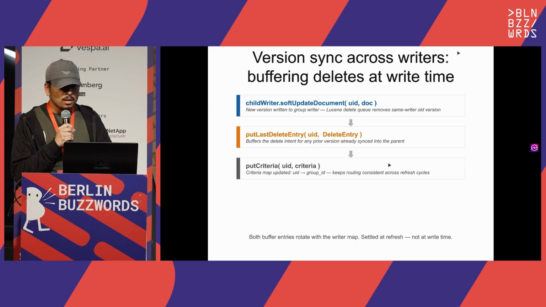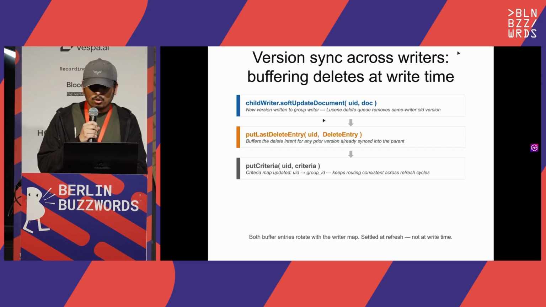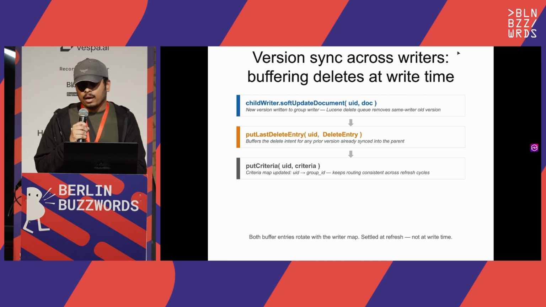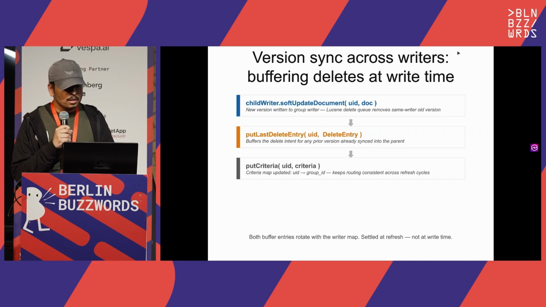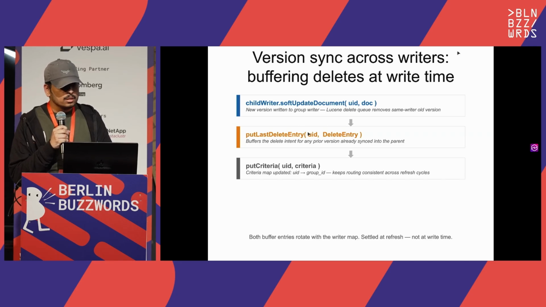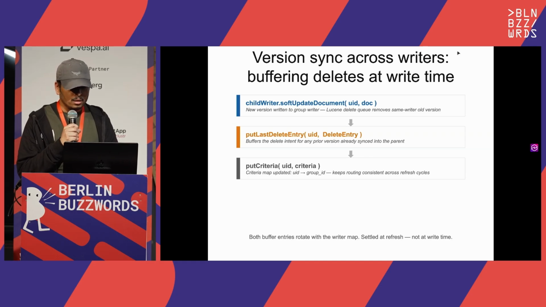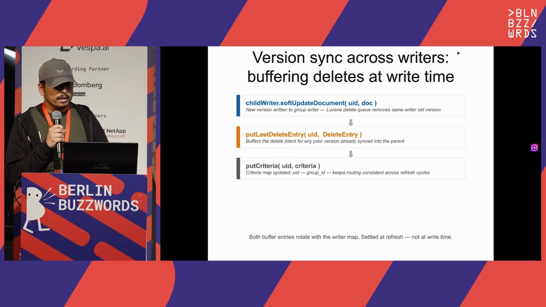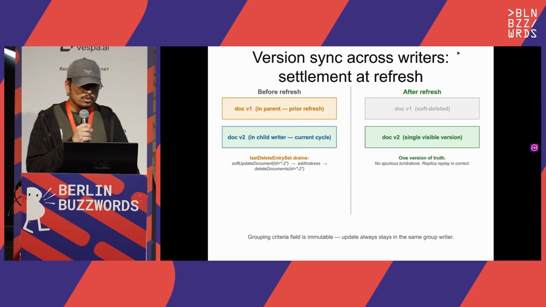As you can see, apart from ingesting the document, the composite index writer also did one more thing: it maintains a bookkeeping entry for each update operation. This entry records the delete intent for the old version, and signifies which previous version of which particular document needs to be removed from the parent writer at the next refresh.